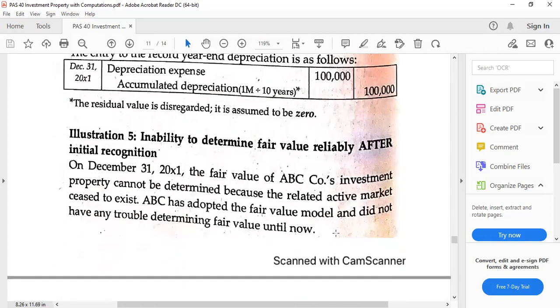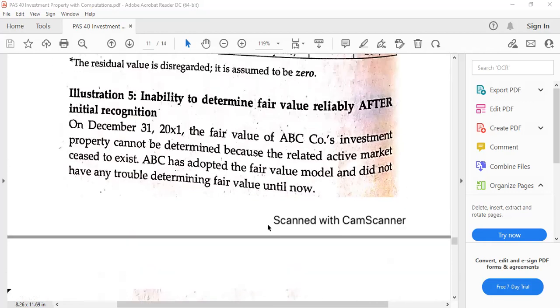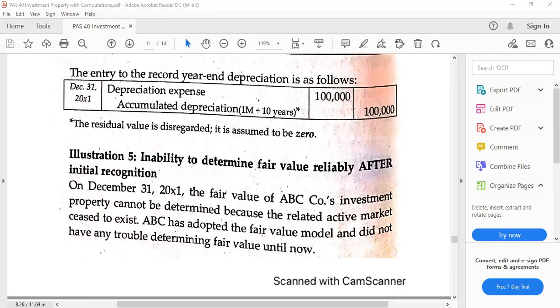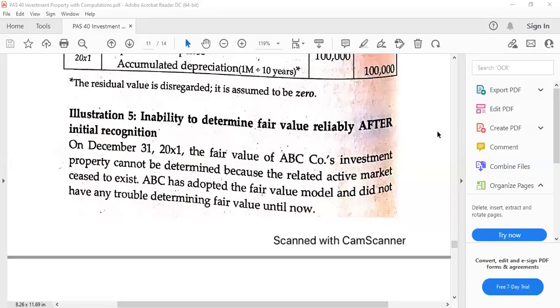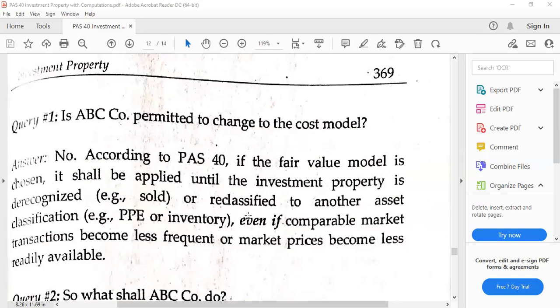Now, what about if it's really an inability to determine the fair value reliably after initial recognition? Like this is the case. So I need you to read this problem in a minute. The situation here is that firstly, we can determine the fair value, but afterwards, because of certain changes beyond our control, especially in the active market, we can no longer determine the fair value. In fact, it is stated here, the related active market ceased to exist. So is ABC company permitted to change to the cost model?